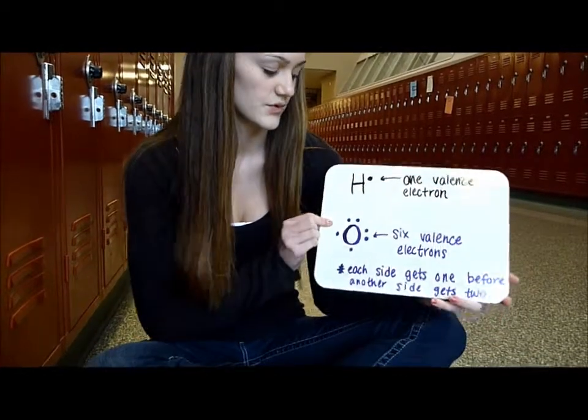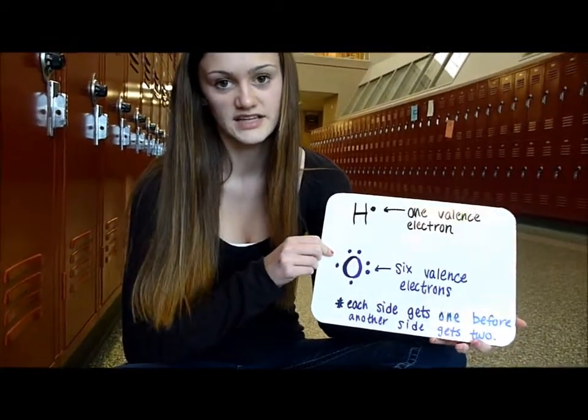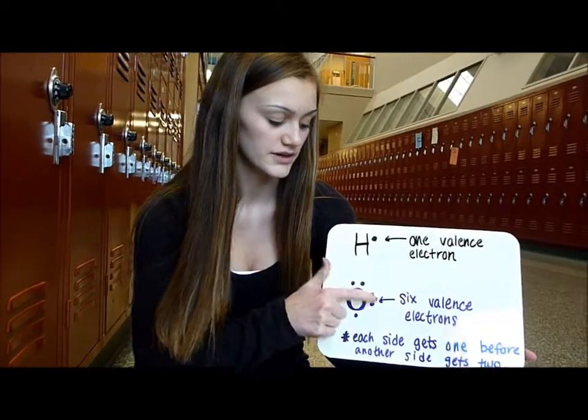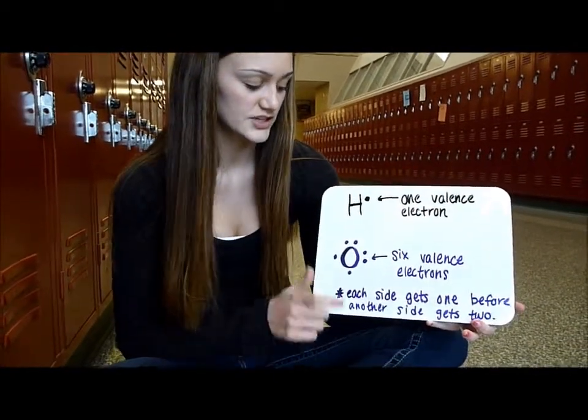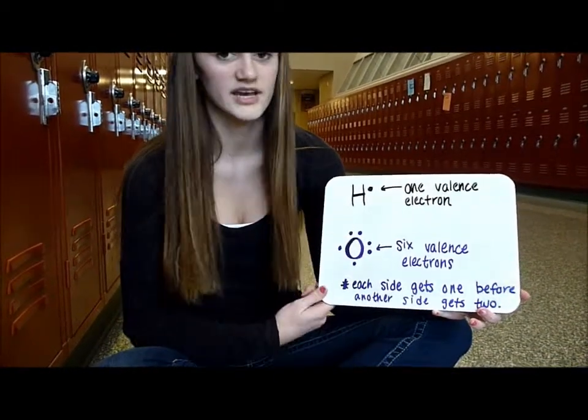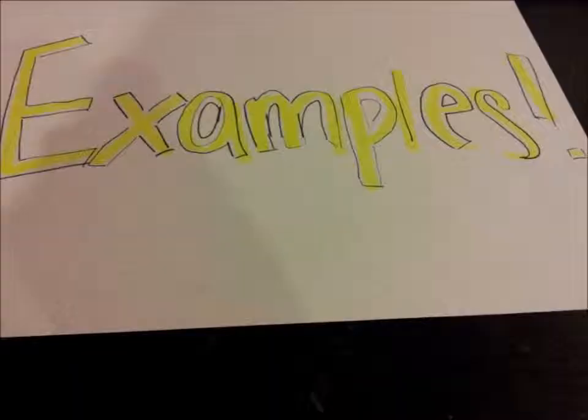Oxygen is the next example. O. It has 6 valence electrons, so you give it 6 dots. There are 4 sides, and each side has to get 1 before another side can get 2.